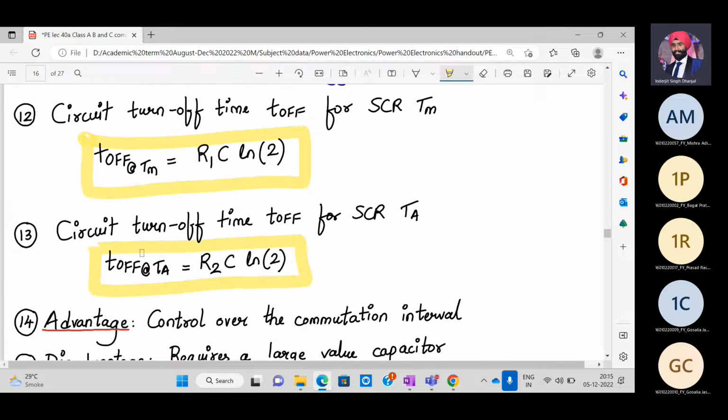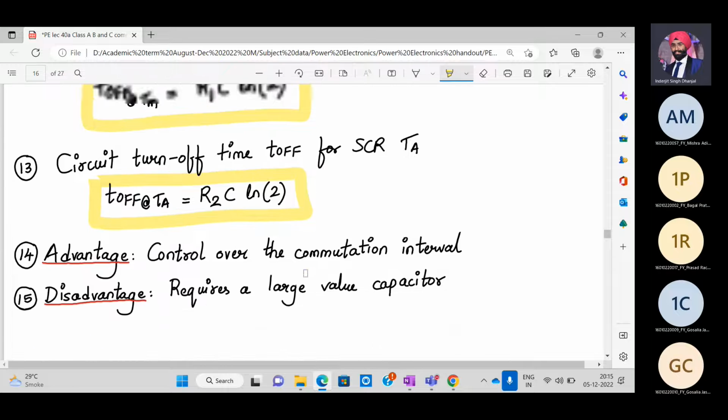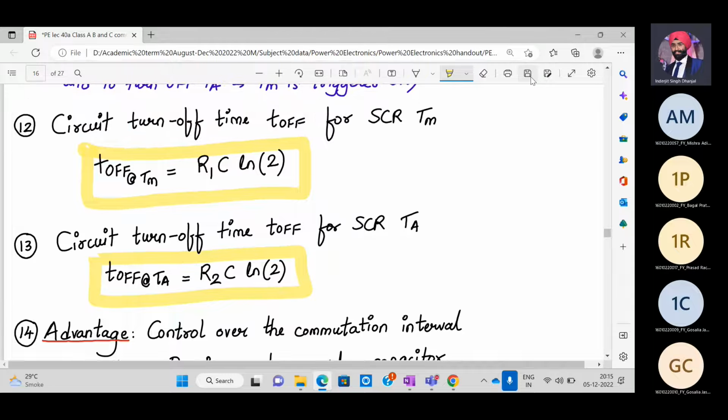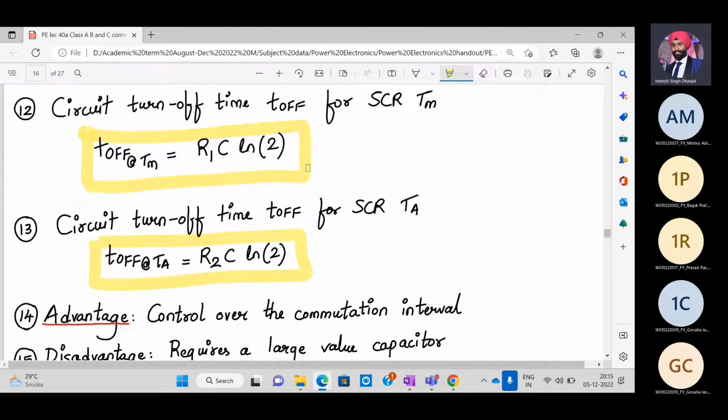So this is very, very important for numericals: the formulas for circuit turn off time for the main SCR and the auxiliary SCR. So the turn off time for the main SCR is R1C into natural log of 2, and T off for the auxiliary SCR is R2C into natural log of 2. Okay. Here we have control over the commutation period, which was not observed in class A and B commutation. Disadvantage is that it will require a large value of capacitor to store that much amount of charge. So the explanation is very simple. Analysis type, you don't have to remember everything, but only the formulas which are given in these yellow boxes.